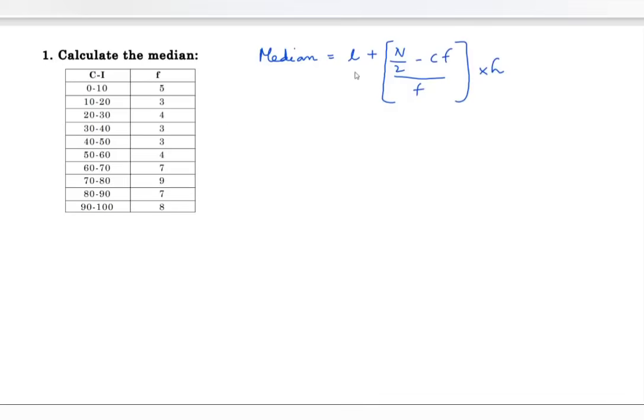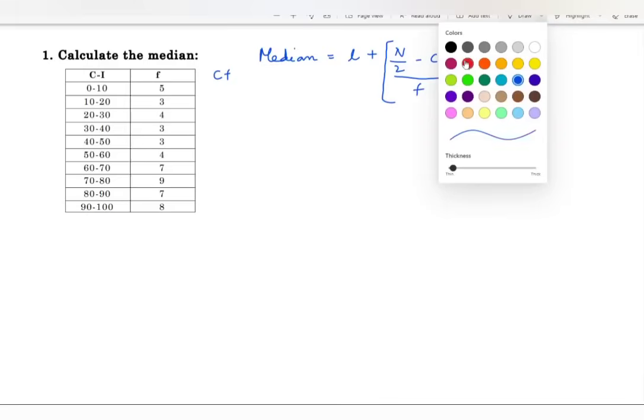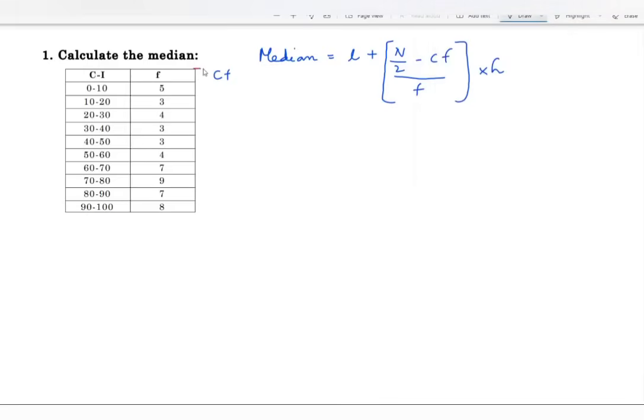L is the lower limit of the median class, n is the number of observations, Cf is the cumulative frequency, F is the frequency, H is the class size. Now the first step is to find the cumulative frequency column. Find what? Cumulative frequency column.